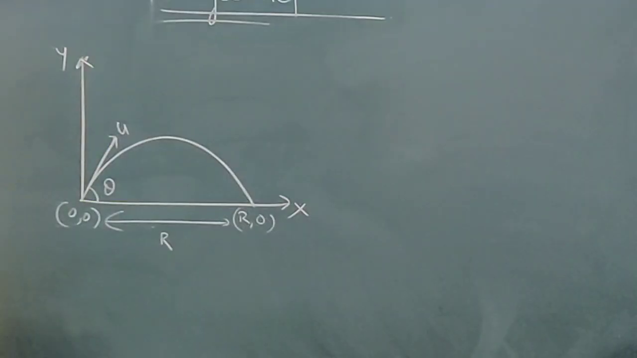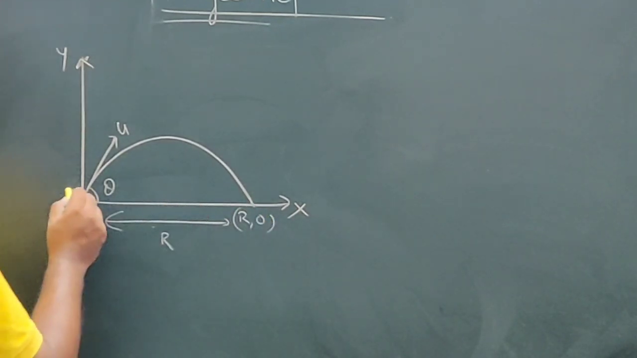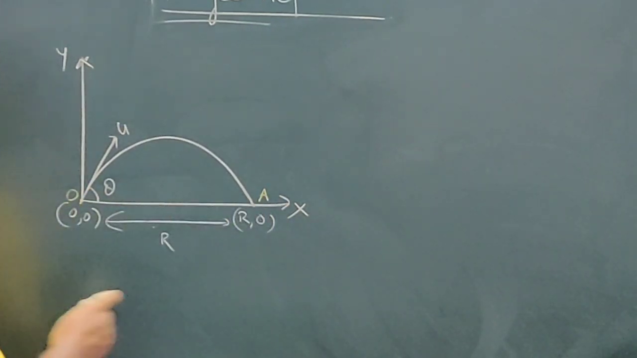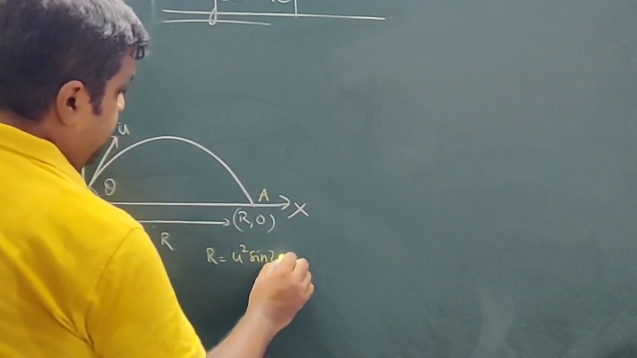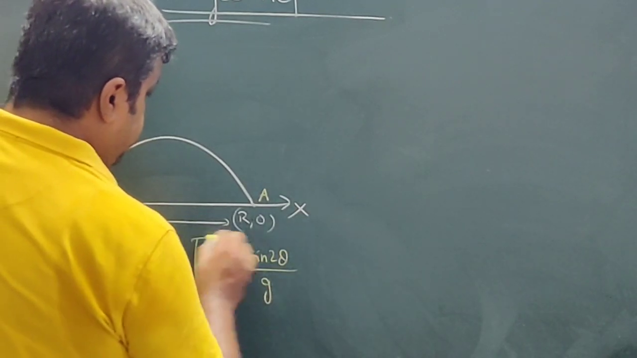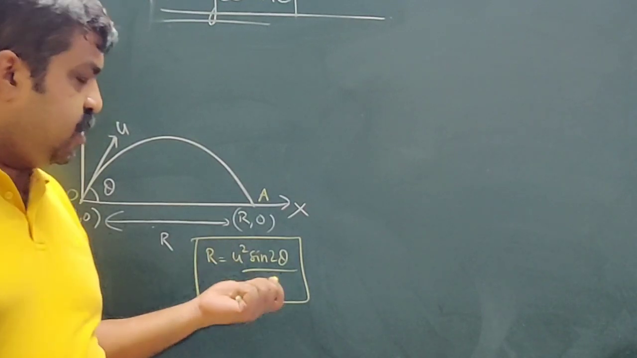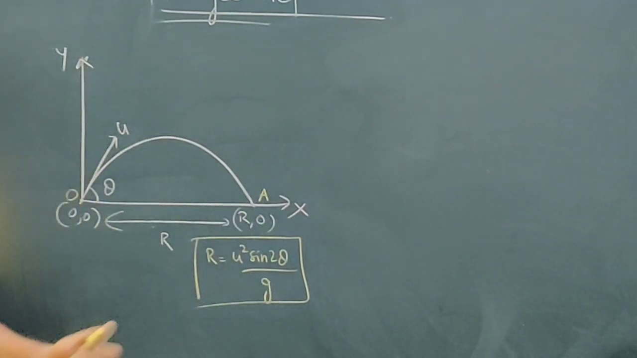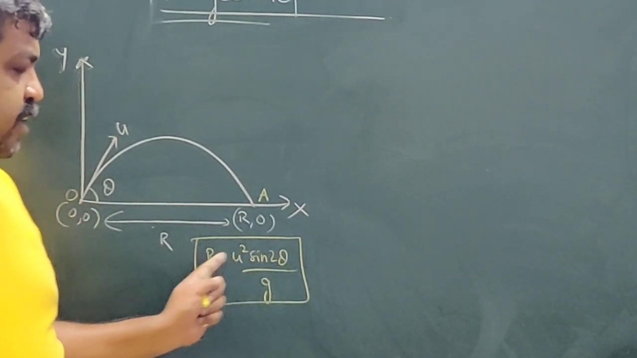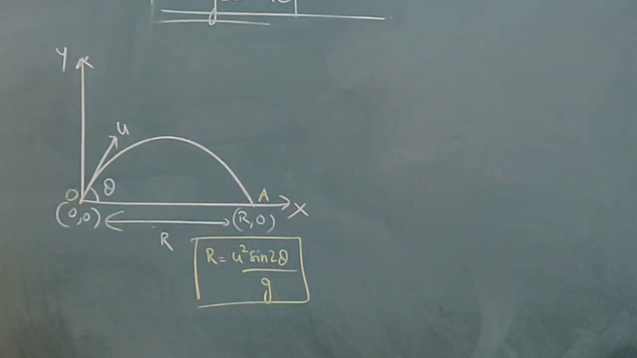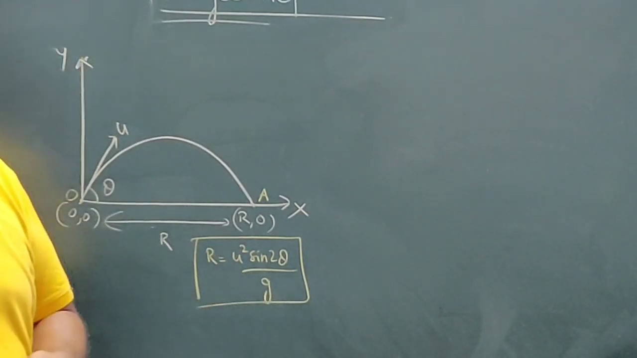Okay, so now we have found the distance from this O to A, that is the horizontal range, and we have found that this range is equal to u square sin 2 theta by g. So that means obviously this range changes with this theta. Suppose u and g are fixed. So by varying theta you can change the value of the range. Now let us see under what condition this range becomes maximum.